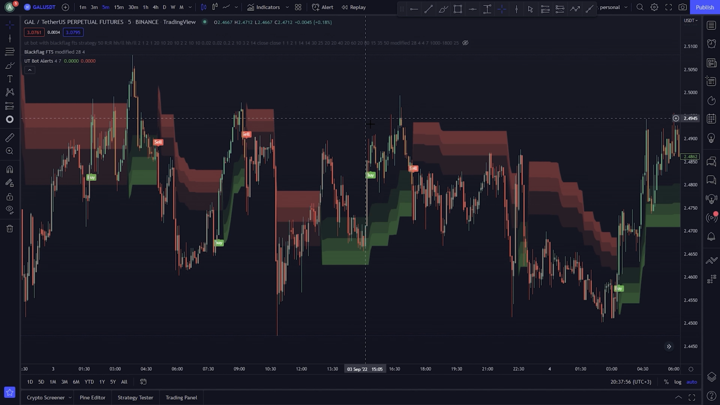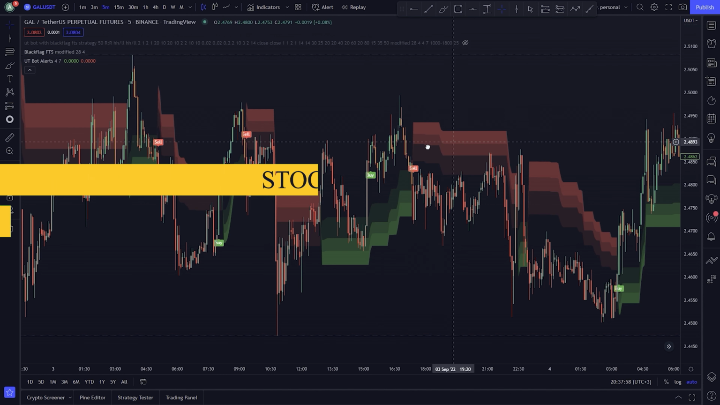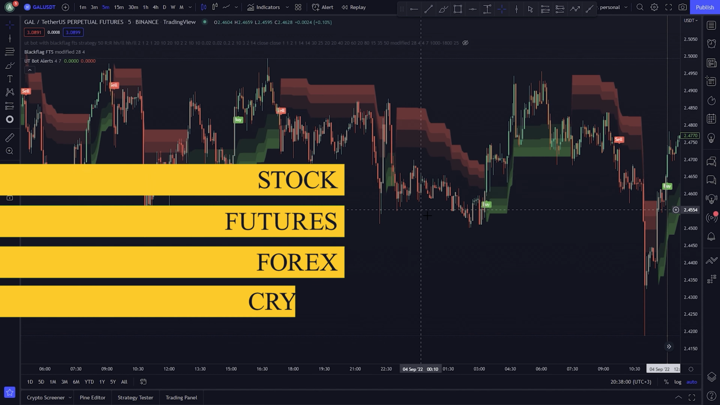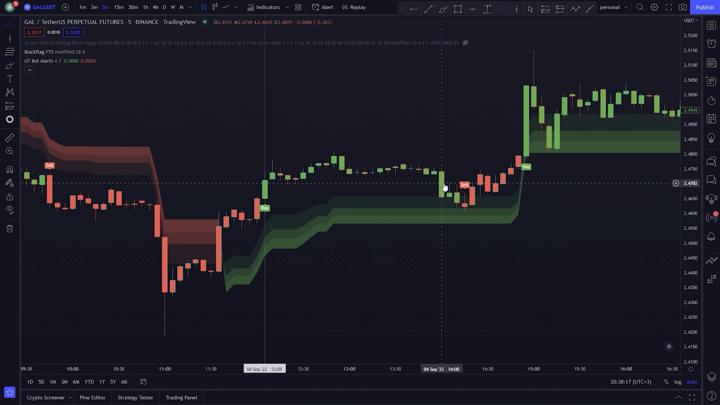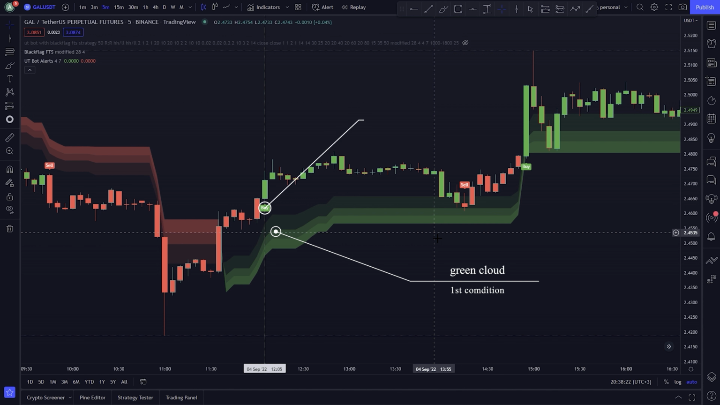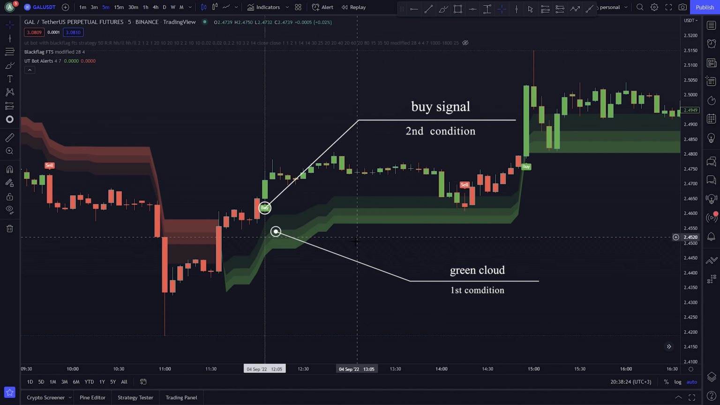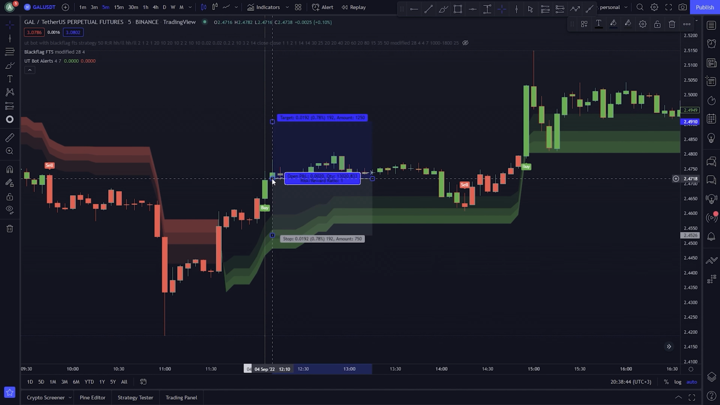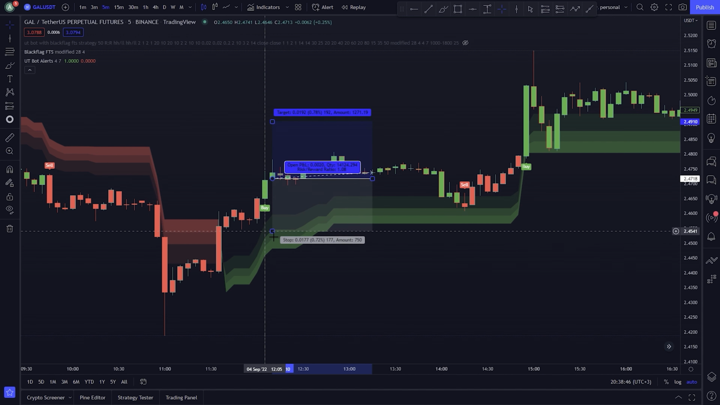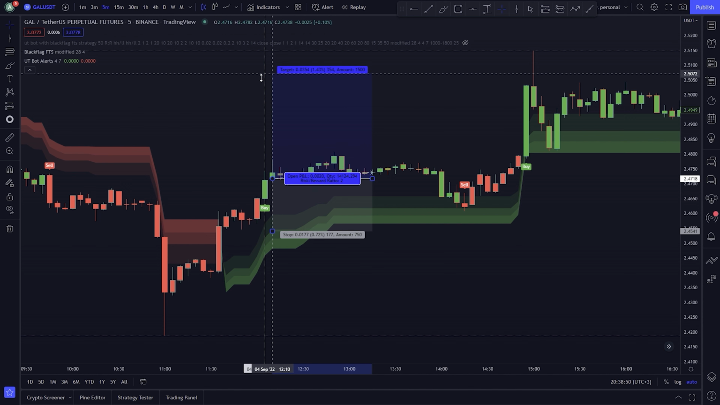This strategy can be used in all types of markets: stocks, futures, forex, and crypto. For a long signal to be valid, we need a green cloud and a buy signal from UT Bot. Now we can take a long position. Our stop loss must be under the recent swing low, and the risk to reward ratio will be 2.